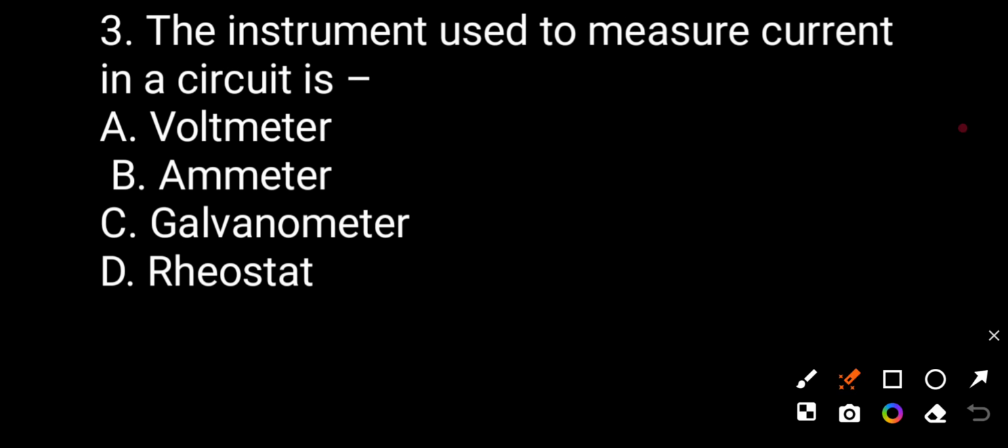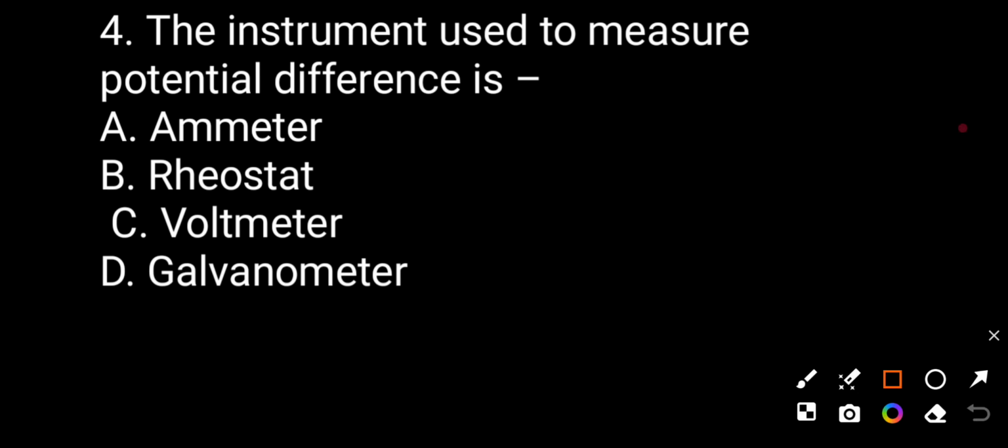The instrument used to measure current in a circuit is option A voltmeter, option B ammeter, option C galvanometer, option D rheostat. So we say the ammeter is used to measure the electric current in the series combination. Now we see question number 4.